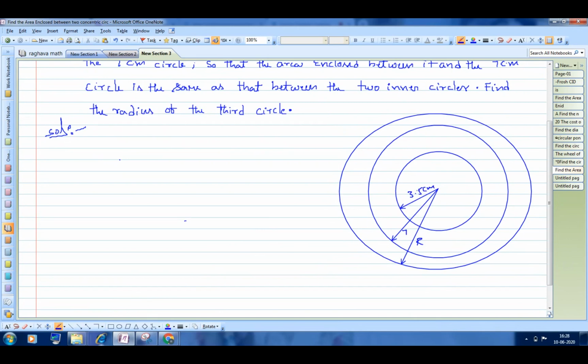What is given here: suppose the area enclosed between the first circle and second circle is equal to the area enclosed between the second circle and third circle. This is the given data. So how to find out the area enclosed between two concentric circles? What is the formula?